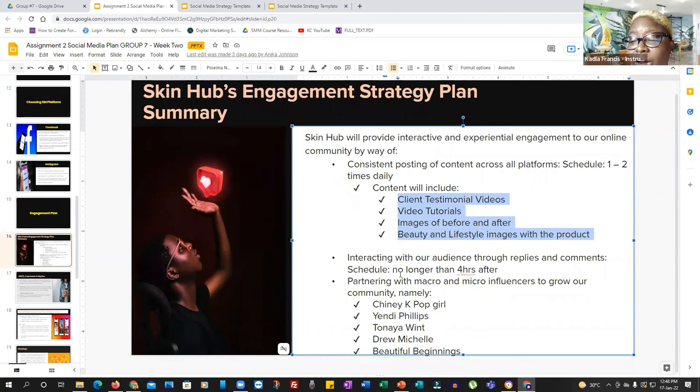Interacting with our audience through replies and comments. Guys, if you tell me you're interacting with your audience, I'm not sharing, am I? Am I sharing? Yes, I'm sharing. Okay. Guys, if you tell me that you're interacting with your audience through replies and comments, my response is going to be, duh. That's not special, or is that even worth mentioning that you're going to reply?